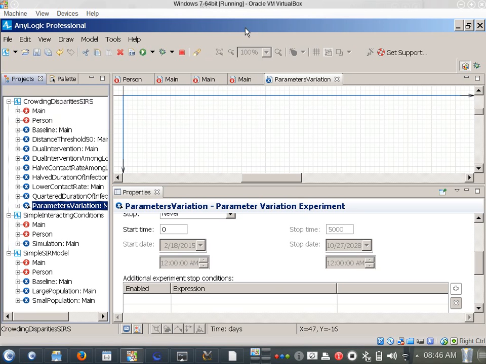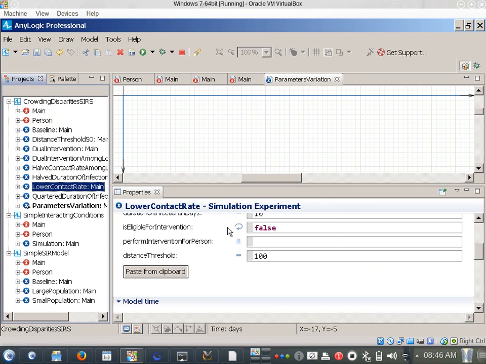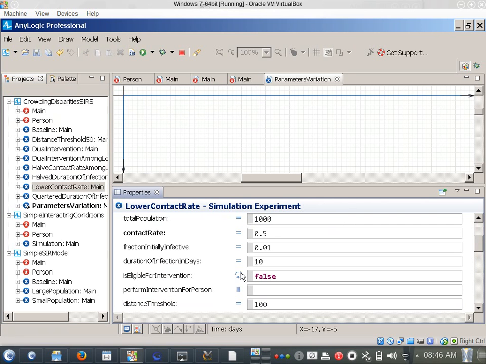Does anyone remember? When we wanted to investigate lowered contact rate, what did we do in the model? We created a scenario, and that scenario involved what? Changing the parameter. Yeah, exactly. So we had a lower contact rate, and rather than dealing with the standard contact rate, we lowered it from 1 to 0.5, for example.